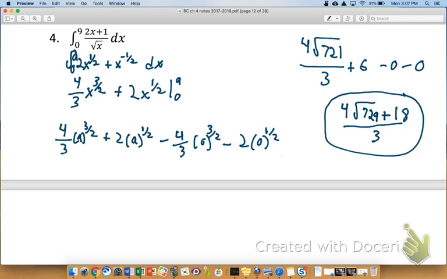I think the issue is this 2 only applies to the first term. I think you mistakenly applied it to the second term as well. Does that make sense? Yeah, 2 is only on the first one. I don't know how I did that.